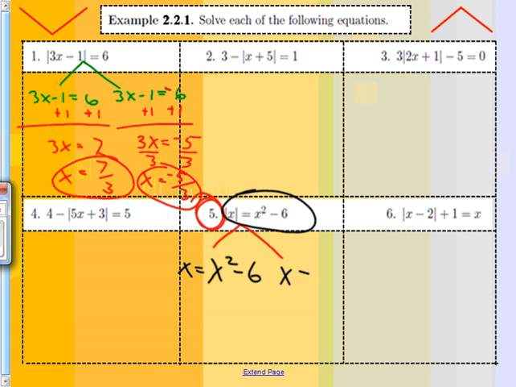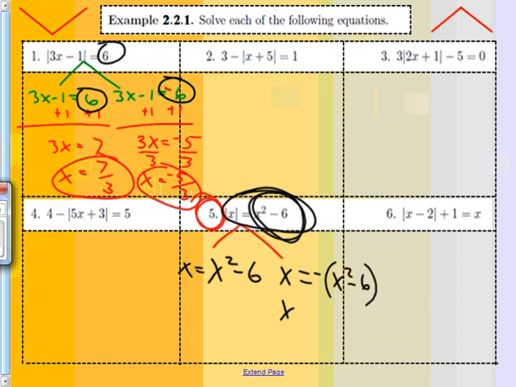Some people get confused on which side gets negativized. The thing that was in the absolute value does not become the positive and negative. It's the thing that wasn't. Remember, the 6 is the thing that became plus 6 and minus 6. So it's this that has to become negative. But you can't just stick a negative in the front. You have to have a negative and then a parentheses, so that way the negative gets distributed to both parts. x equals negative x squared plus 6.